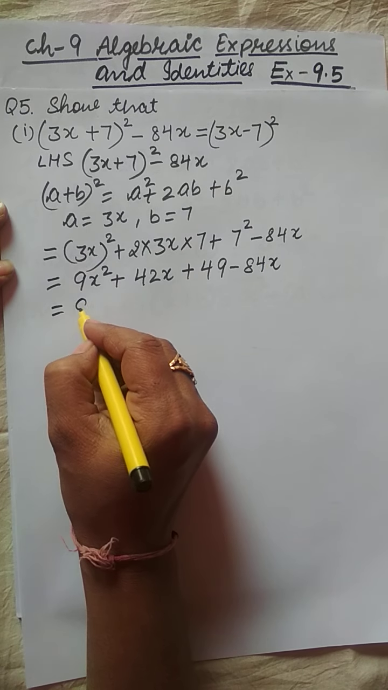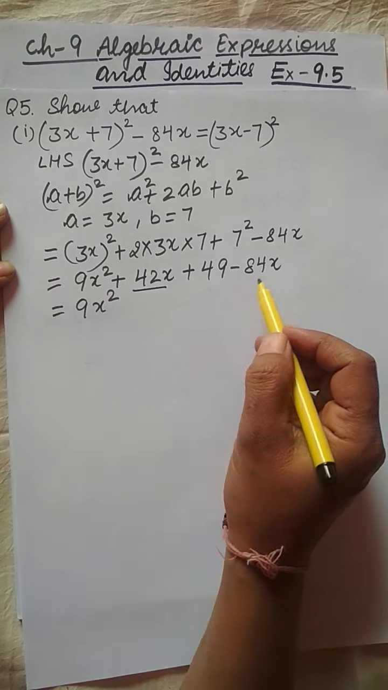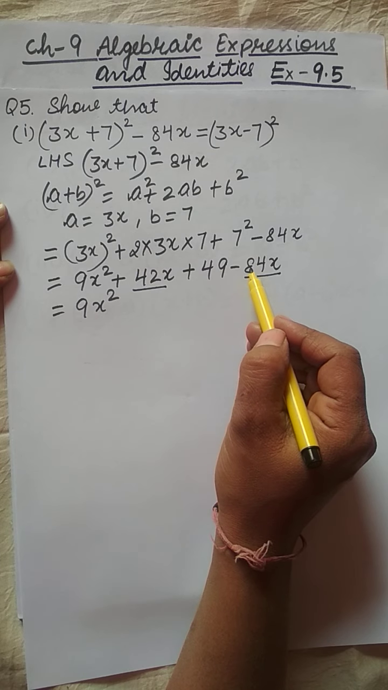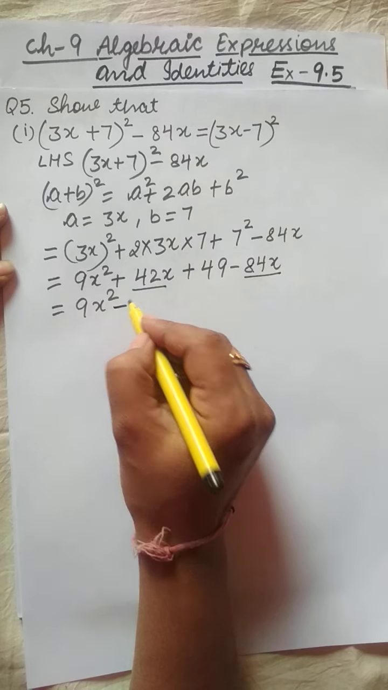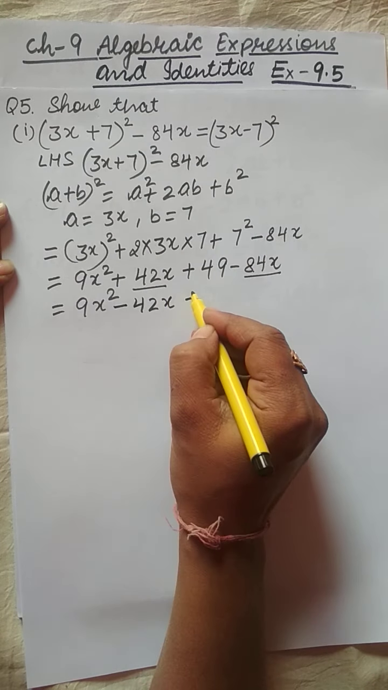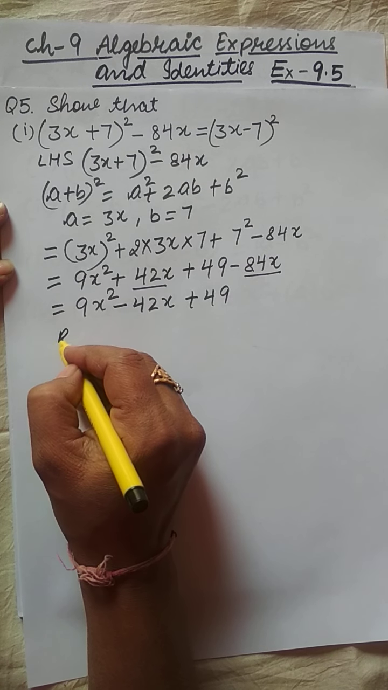Now arrange the like terms. 9x² + 42x − 84x. It will be subtracted. So 84 minus 42 is −42x plus 49. Now do the simplification on the right side.